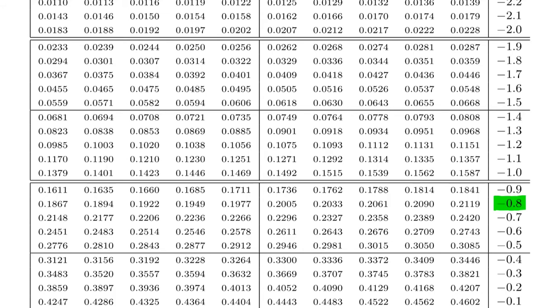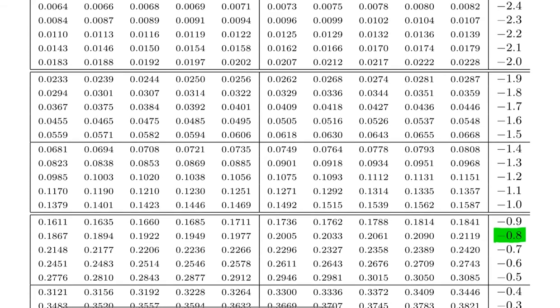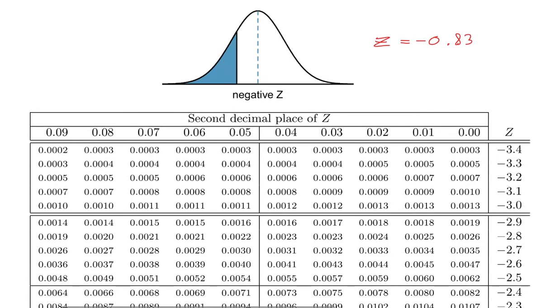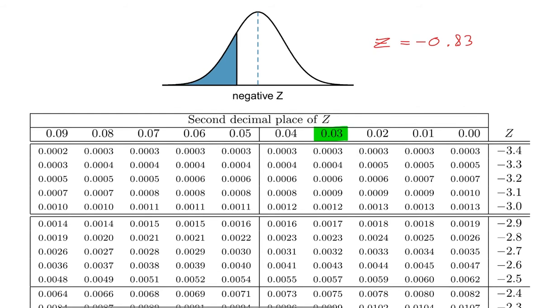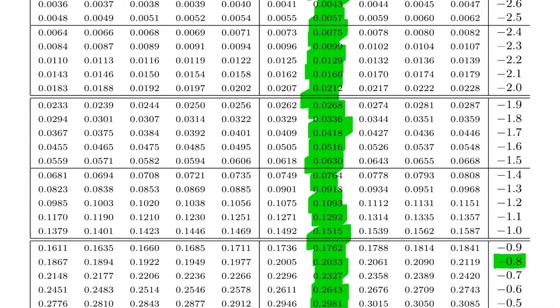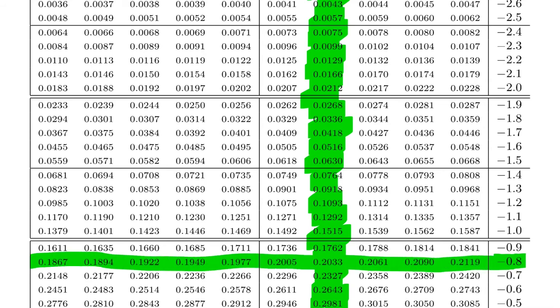That designates what row we are in, and then to find which column, we need to look at the last decimal place of that z-score, which was a 3. So if I look at the top, I see 3 or 0.03 here as the fourth column to the left of the z-score. So then, if I highlight all the way down for this column, and then the row of negative 0.8, we find that that cross section there will represent the proportion that I'm looking for. In this case, 0.2033.